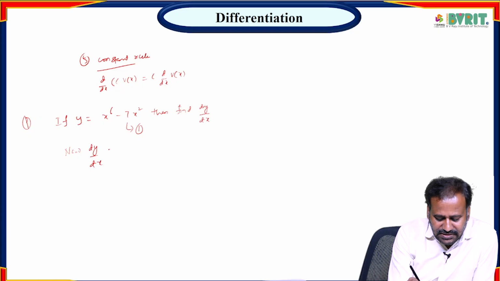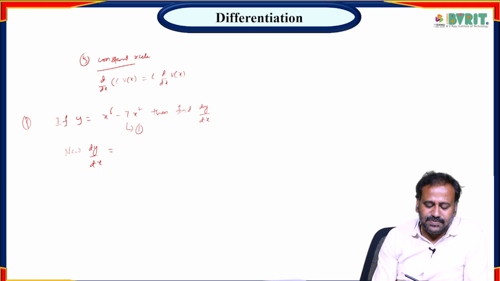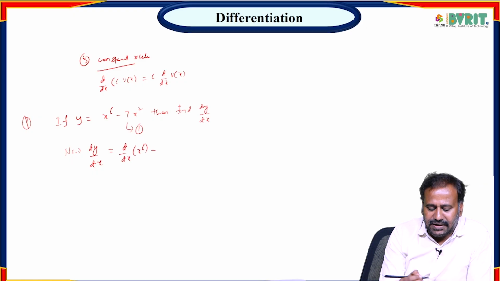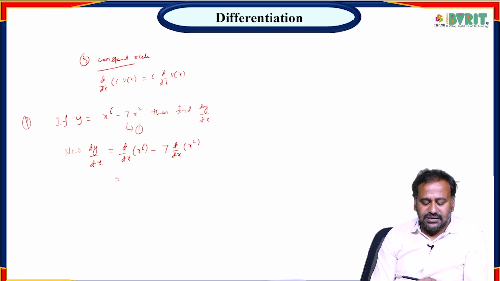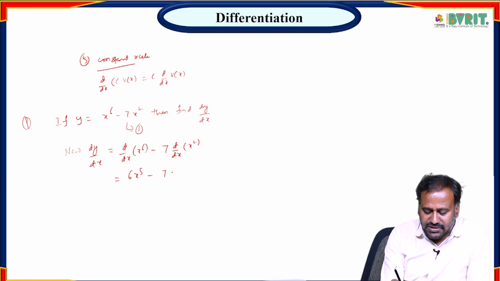dy by dx is equal to, so on the right hand side I am having two terms. First one is x power 6, second one is 7 into x square. Next, d by dx of x power 6 minus, according to the constant rule, if any constant is there I should write that one outside, then whatever the remaining term is there I need to do the differentiation. Okay, next according to the power rule, x power 6 differentiation is 6 into x power 5 minus 7 into differentiation of x square is 2x, because already I have written the chain rule there.